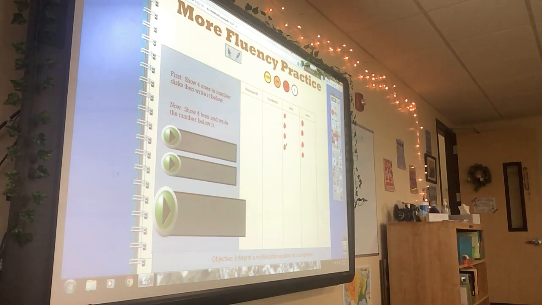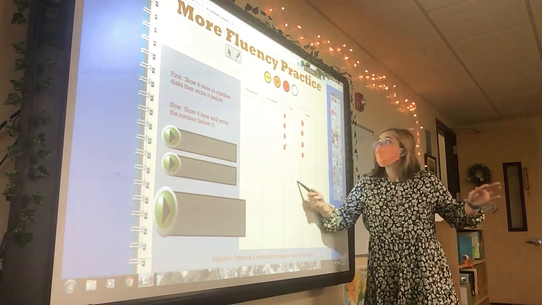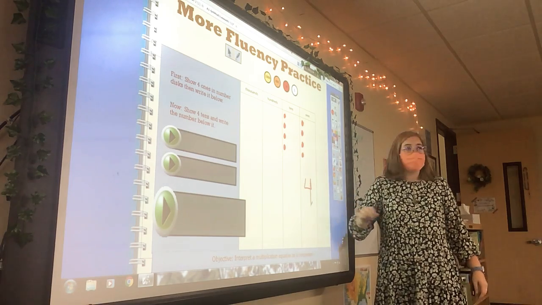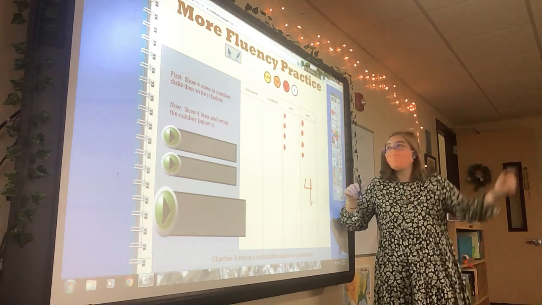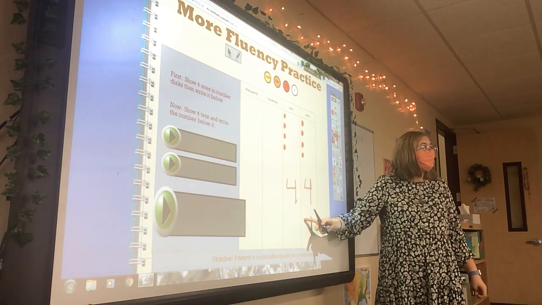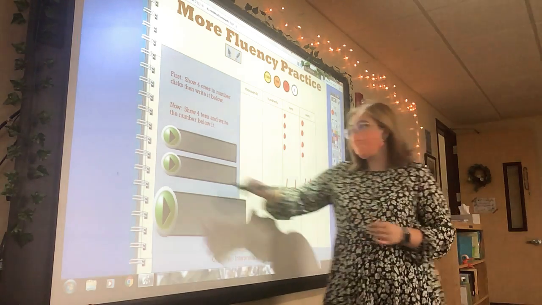All right, cool. Actually, pause really quick. How many ones do I have? Go. 4. Then remember, wait till I snap. How many tens do I have? Go. 4. Good. What number is this? 44. Good. So right now we're showing 44 in our place value chart. So let's see what's next.